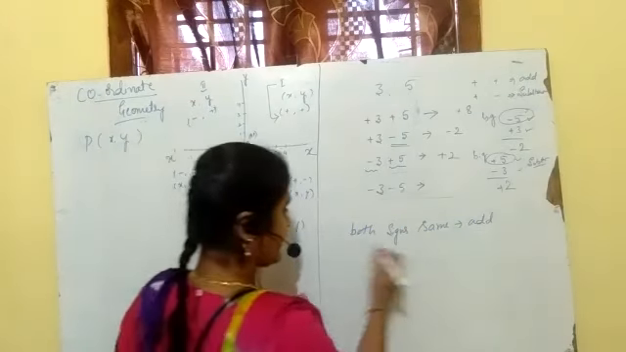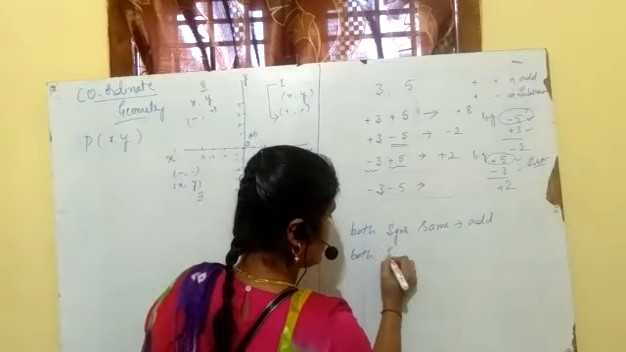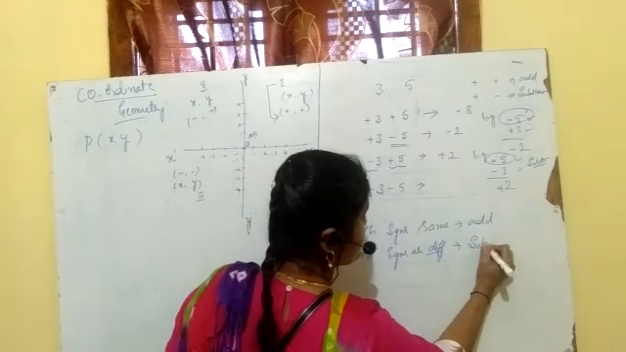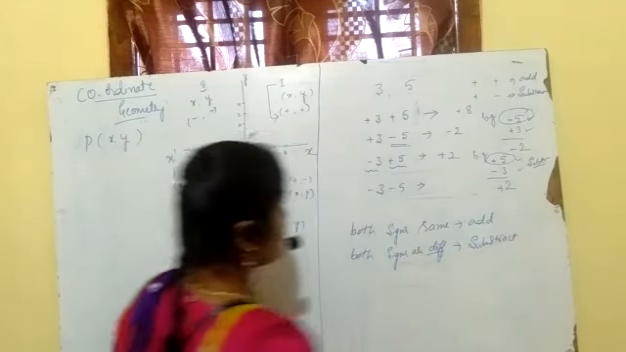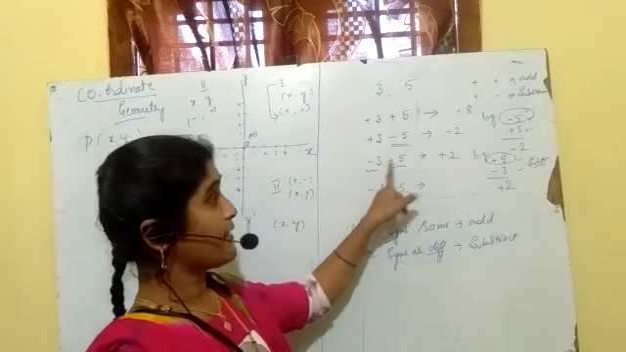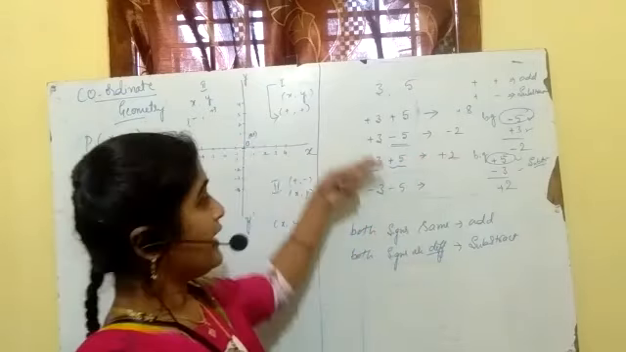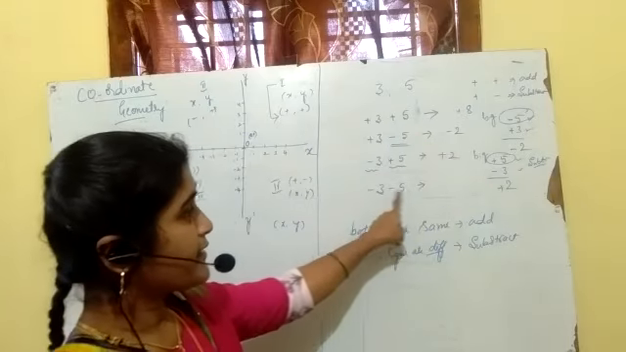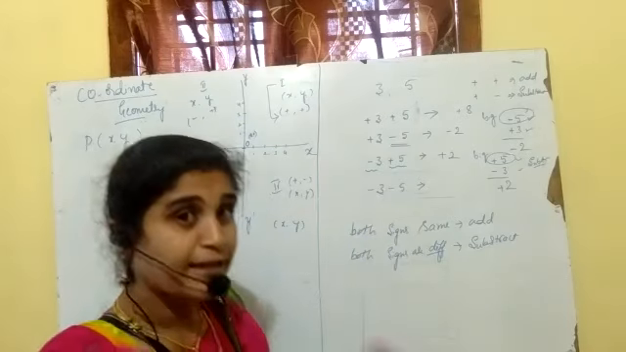Both signs are different, then subtract. This is the best formula to remember. See here, one is plus, another one is minus, you are subtracting. One is minus, another one is plus, you are subtracting. But you are writing the bigger value sign here. Okay. See here, minus 3, minus 5, both the values are negative.